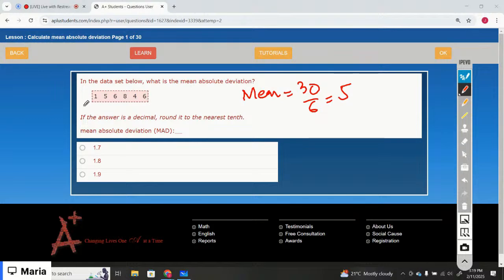Now you have to subtract every value out of the mean and calculate the absolute value. So start with the first one. 1 minus 5, negative 4. 5 minus 5, 0. 6 minus 5, 1. 8 minus 5, 3. 4 minus 5, negative 1. 6 minus 5, 1. You have to calculate their absolute values. They are 4, 0, 1, 3, 1, and 1. The sum is 10.